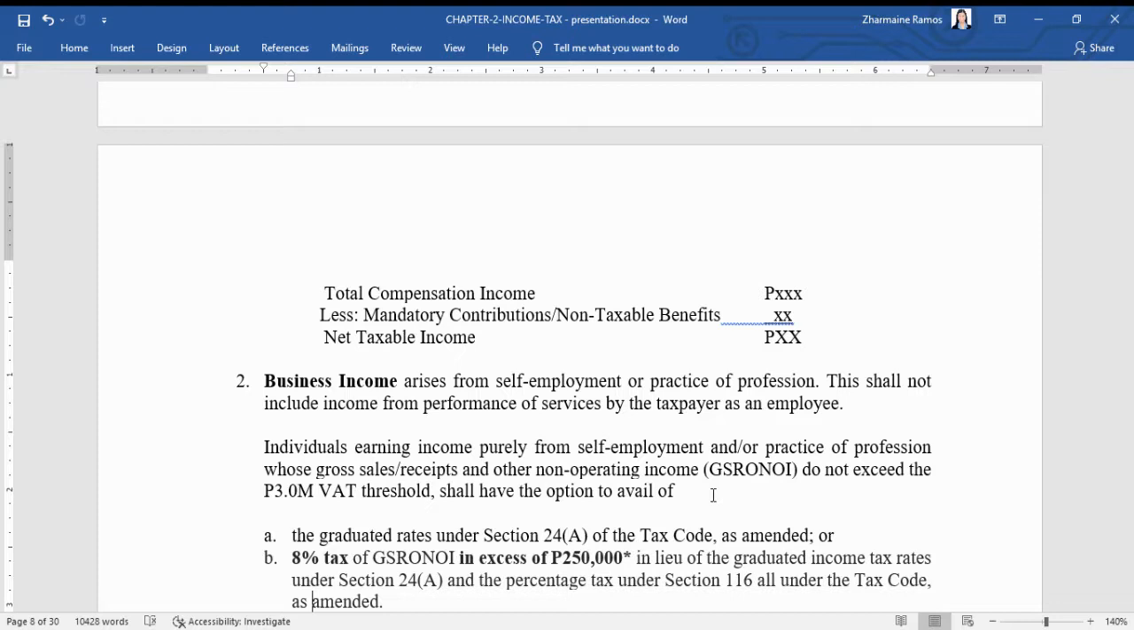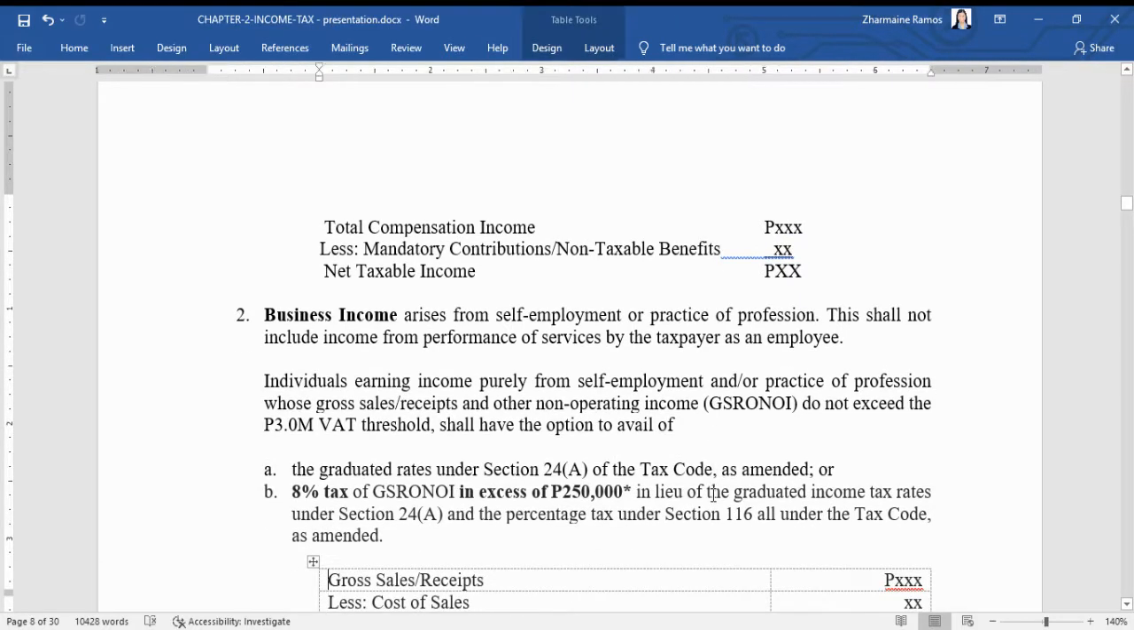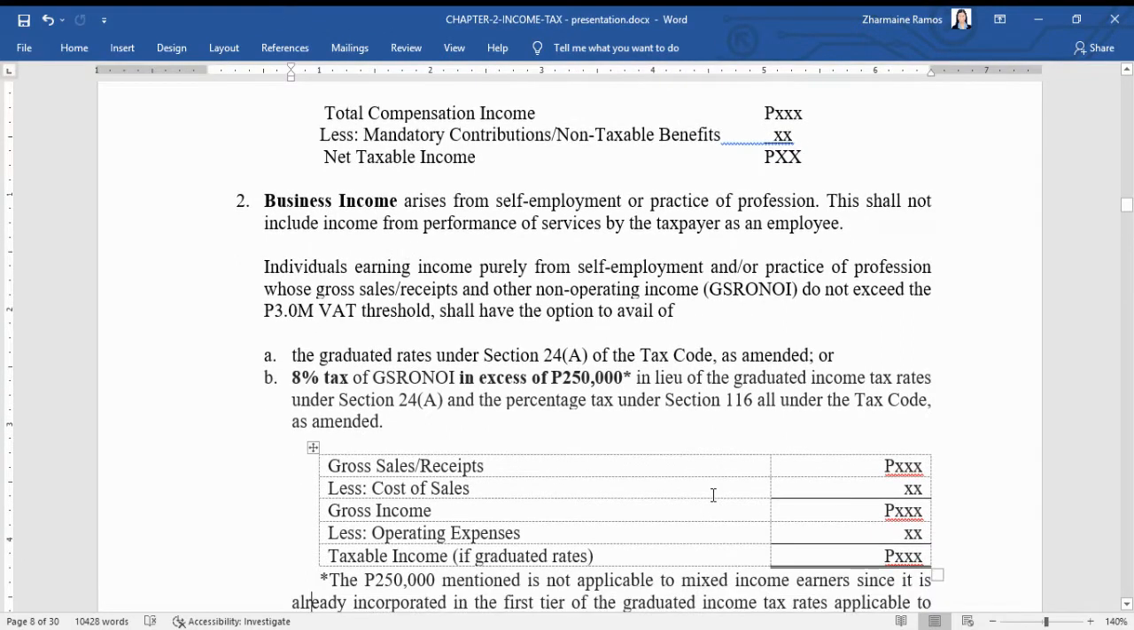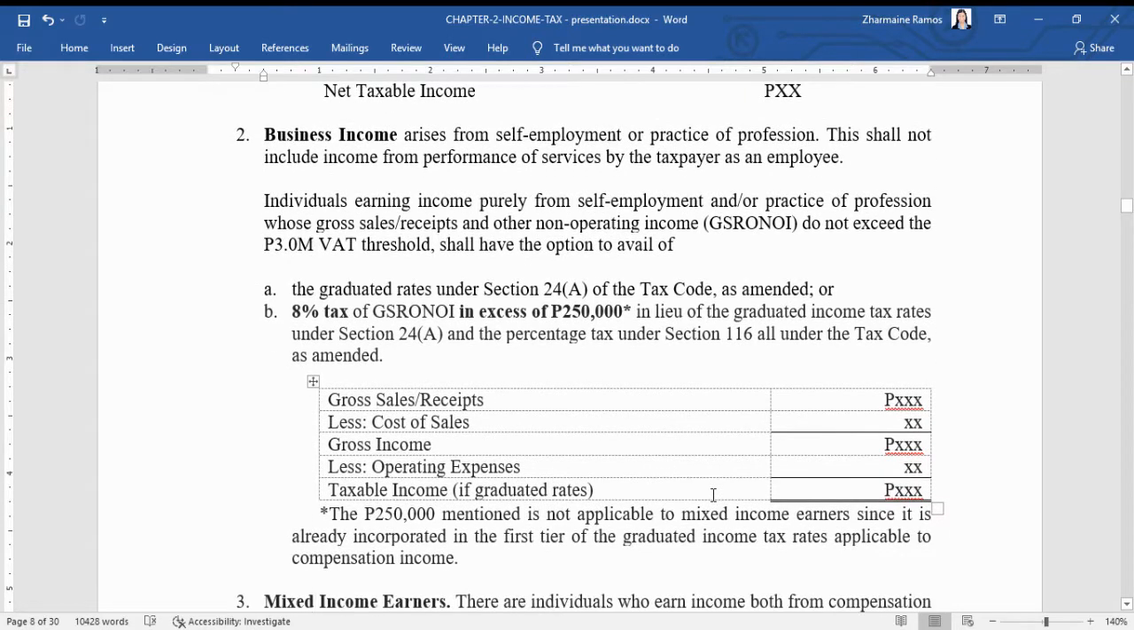So, individuals earning income purely from self-employment and or practice of profession whose gross sales or receipts and other non-operating income, GSRO and OI, do not exceed the 3 million peso threshold shall have the option to avail the following. Ibig sabihin, kapag isa kang individual earning income from self-employment or practice of profession at hindi lumalagpas sa 3 million VAT threshold yung gross sales or receipts mo and other non-operating income mo, meron kang two options na pwedeng i-avail when it comes to tax. Pwedeng graduated rates or pwedeng 8% tax of GSRO-NOI in excess of 250,000 pesos. So, yan yung pwede mong i-avail kung hindi ka nag-exceed sa 3 million VAT threshold.